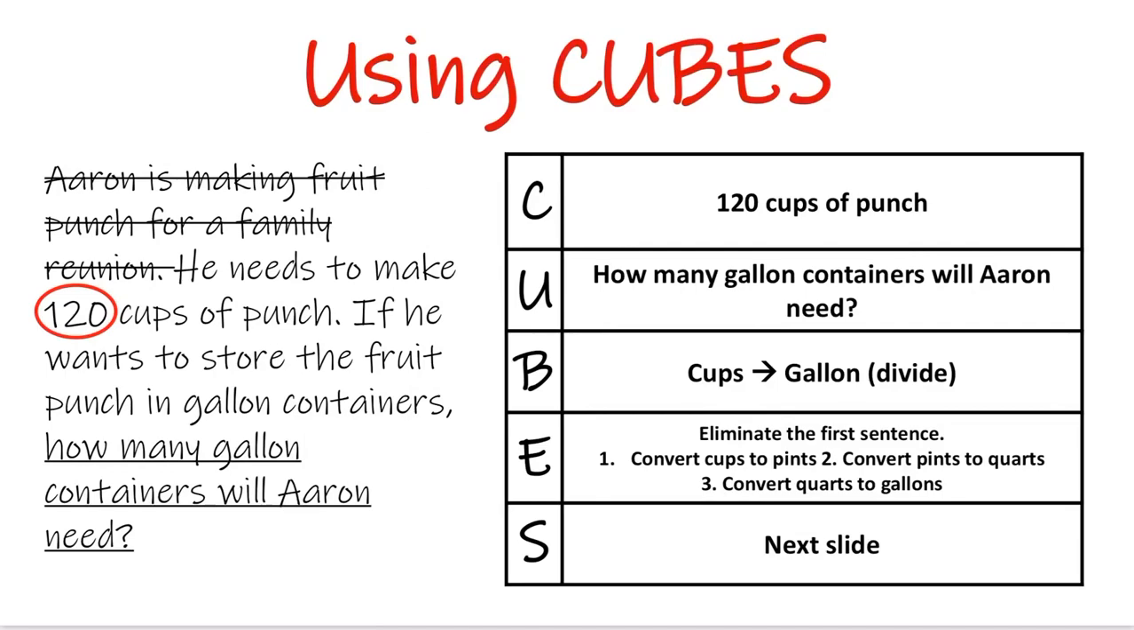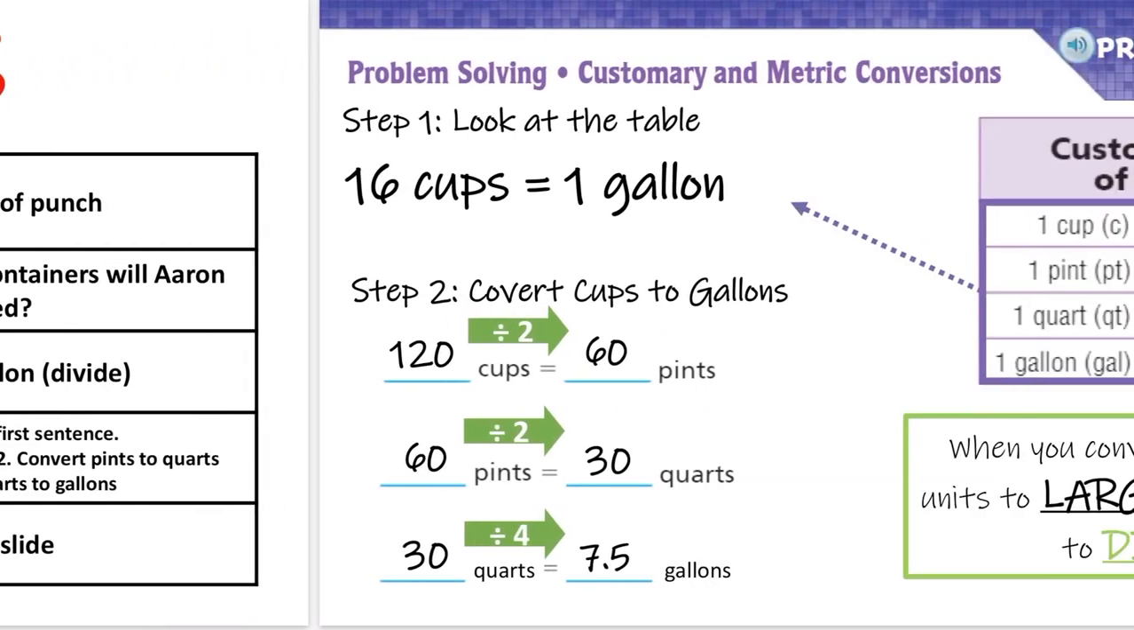And so E is eliminate and evaluate. So we're going to be eliminating the first sentence. It's really not important. Aaron is making fruit punch for the family reunion. That's very sweet of him, but it's not really that important. And then we evaluate our steps. We're going to convert cups to pints, convert pints to quarts, and then convert quarts to gallons. All right, we're going to the next slide.